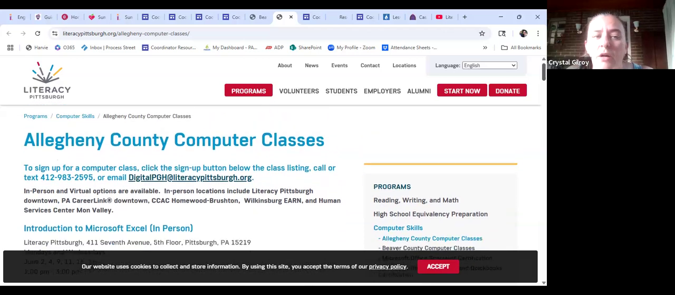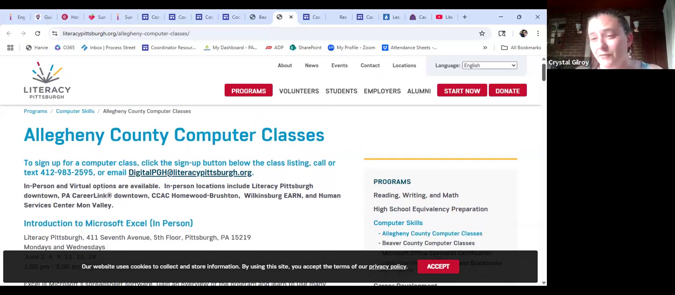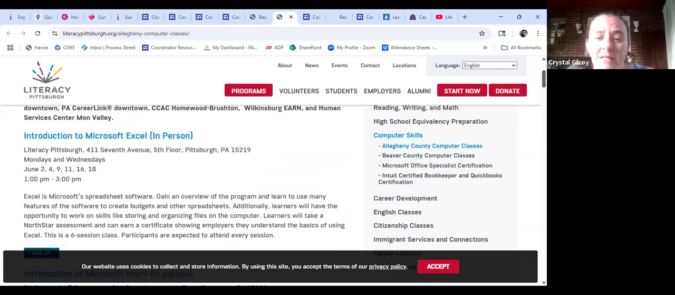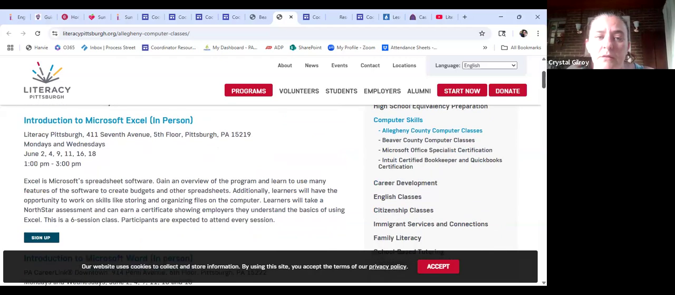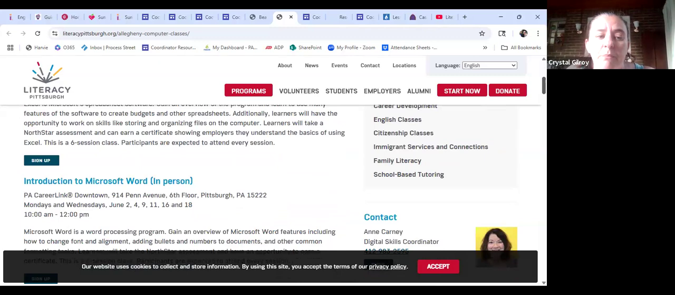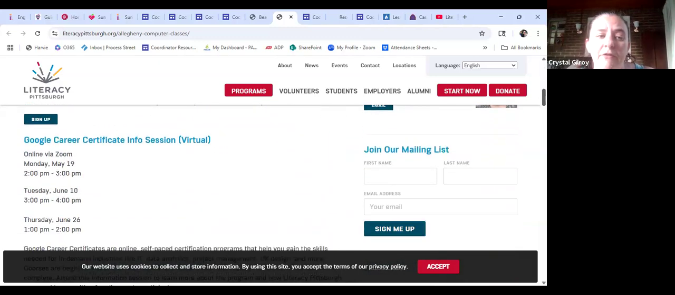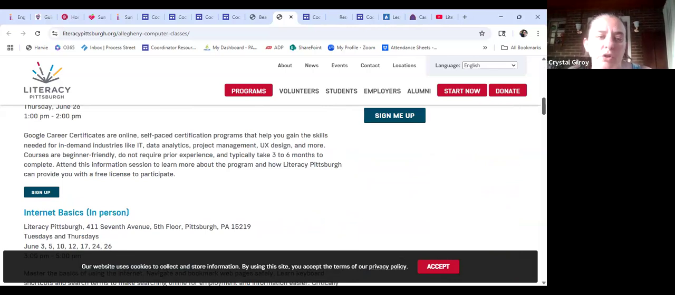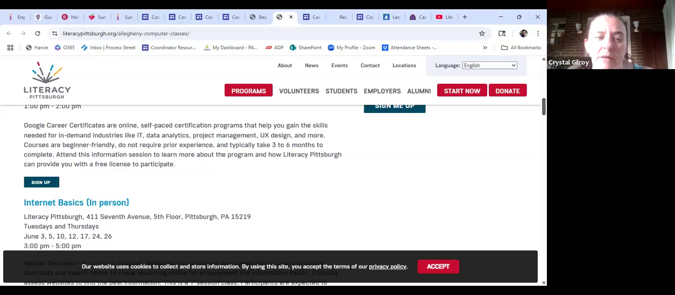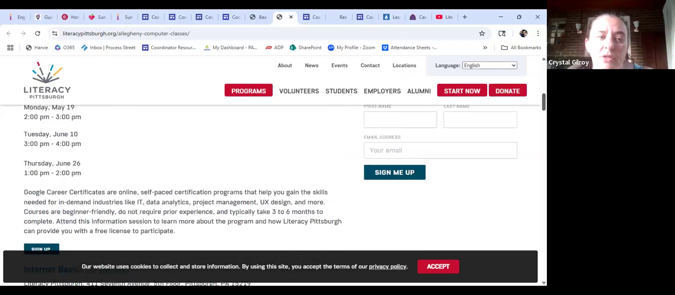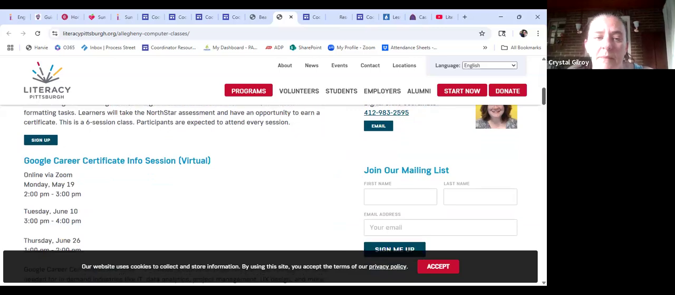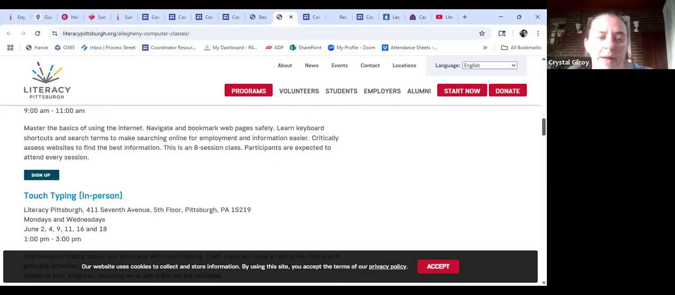So these are Literacy Pittsburgh resources, but if your students are interested in something like this, we also have digital literacy courses, something that we have to help students and tutors. A few of these have already started, but this is something ongoing you could look at, because it'll have something like internet basics. There is a Google certificate, and that one has already started as well.